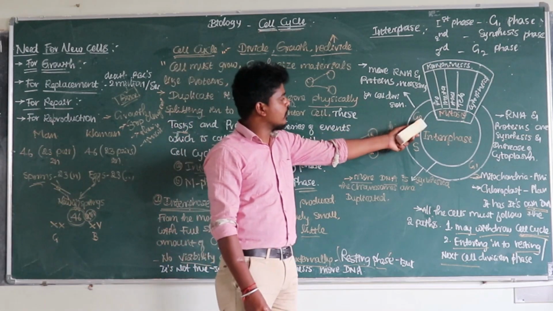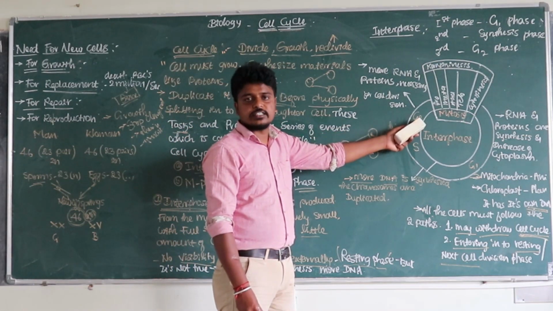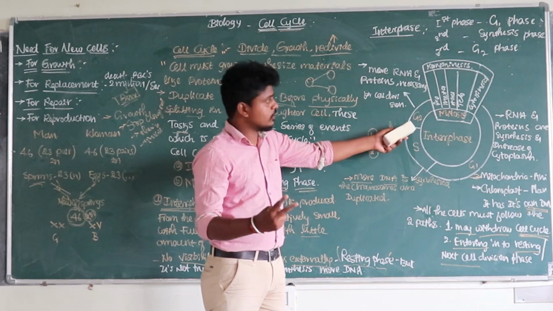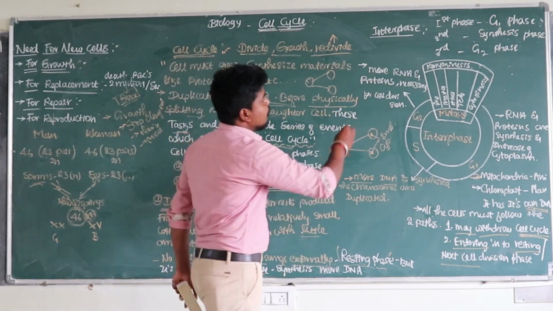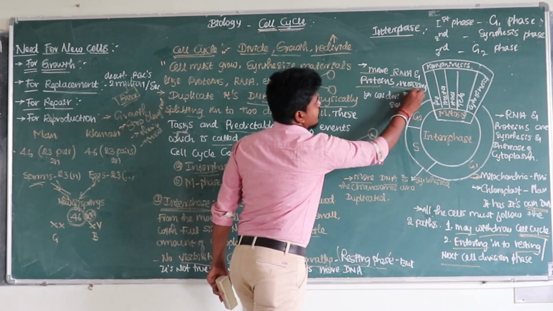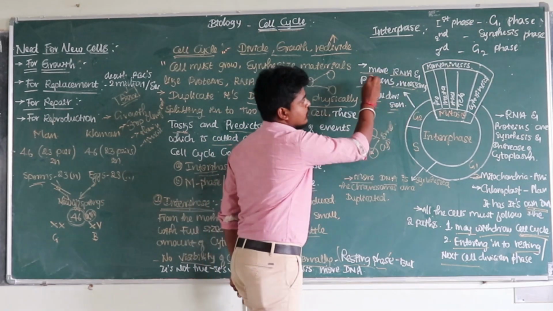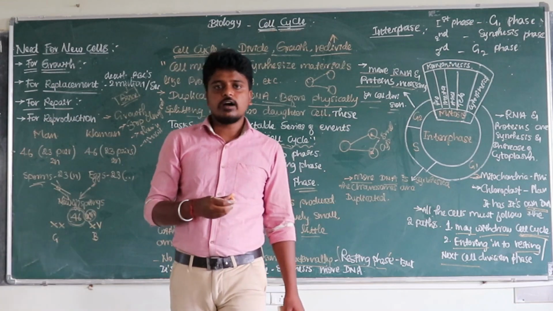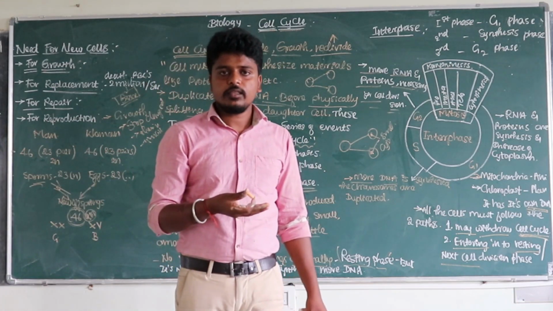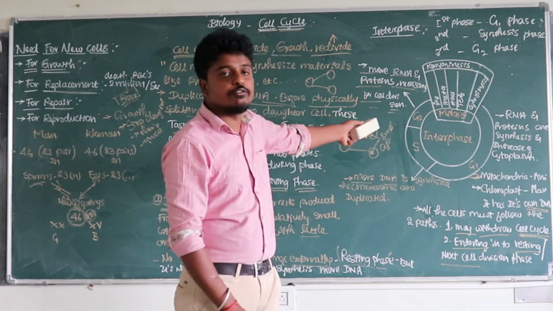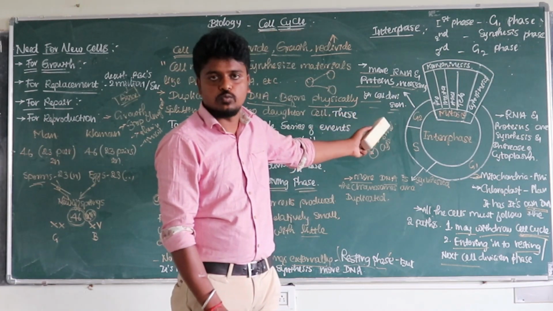And the third one, that's the G2 phase. That's growth phase 2. That's the third phase of the interphase. The RNA and proteins necessary for the cell division, the synthesis of RNAs and proteins, will be doubled when it reaches the G2 phase. That's in growth phase 2.